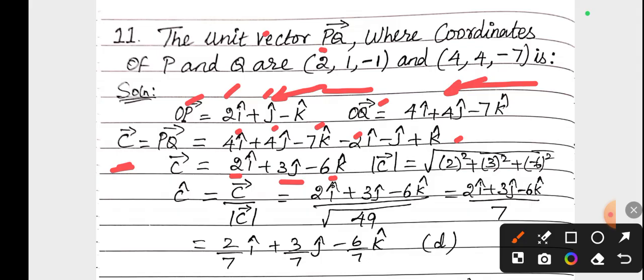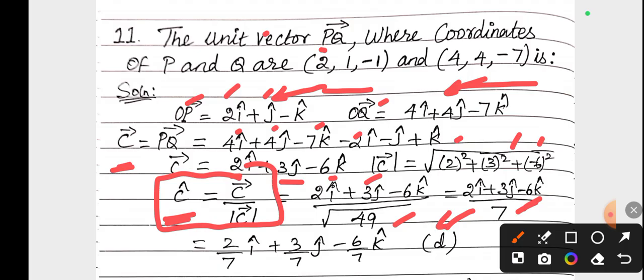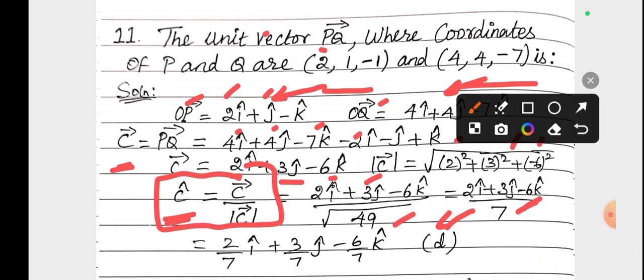Over, answer? No, they asked for the unit vector of it. So the magnitude of C vector we need to find. What is the magnitude of C, children? Separately I found it for our understanding: root over the coefficient squares, 2 square plus 3 square plus minus 6 square. So we got root 49, that is nothing but 7. We all know the C cap formula: C cap equals C vector by magnitude of C vector. So we write the C vector coefficients 2i cap plus 3j cap minus 6k cap by root 49, which is nothing but 7. It is an MCQ, so we can split it: 2 by 7 i cap plus 3 by 7 j cap minus 6 by 7 k cap.